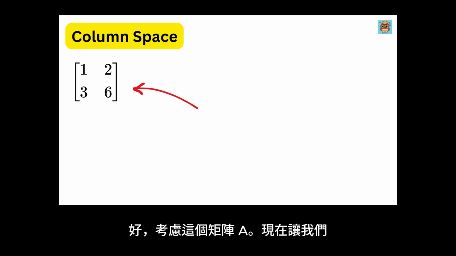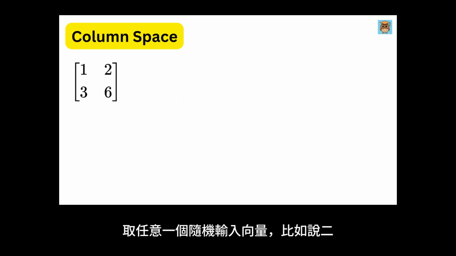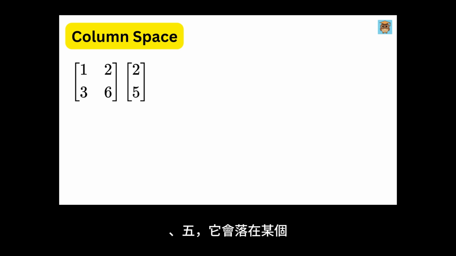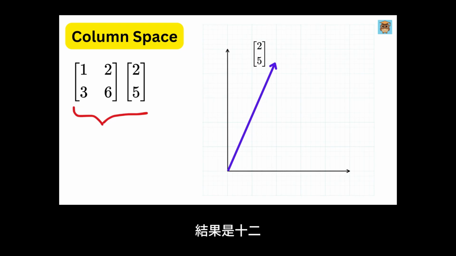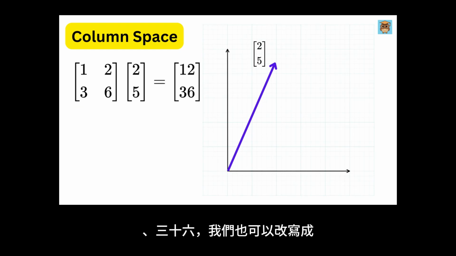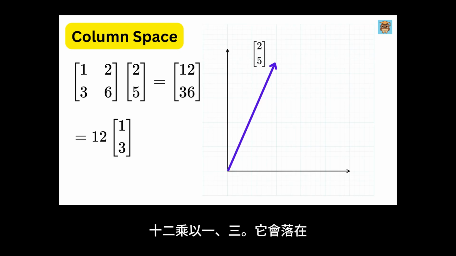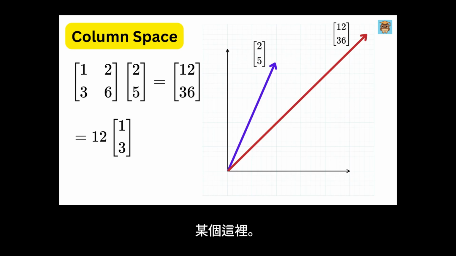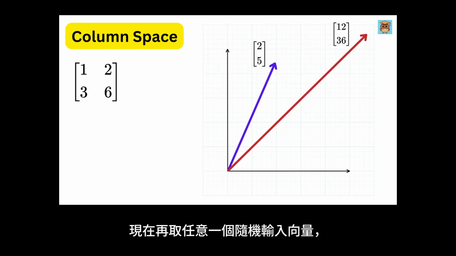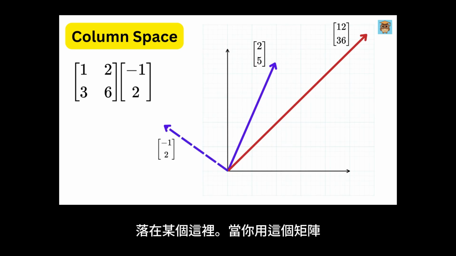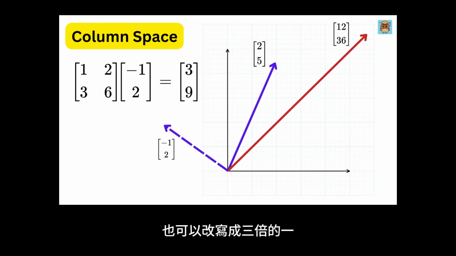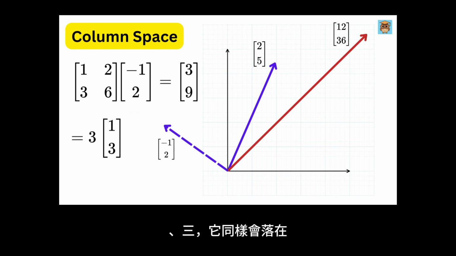Okay, consider this matrix A. Now let us take any random input vector, say 2, 5, which will lie somewhere here. When you multiply this vector with this matrix, you get the result as 12, 36, which we can also rewrite as 12 times 1, 3, and it will lie somewhere here. Now let us take any random input vector, say -1, 2, which will lie somewhere here. When you multiply this vector with this matrix, you get the result as 3, 9, which we can also rewrite as 3 times 1, 3, and it will also lie somewhere here.